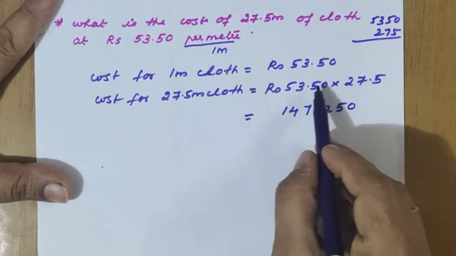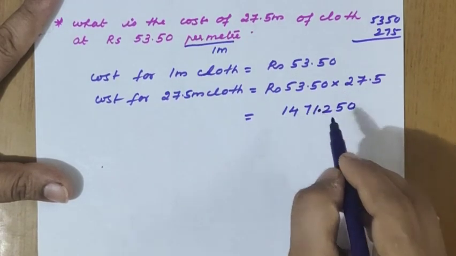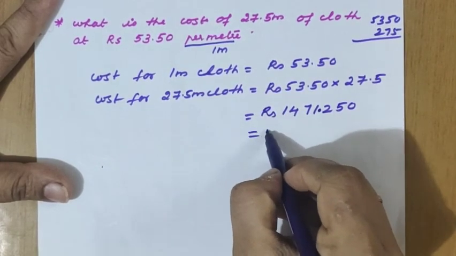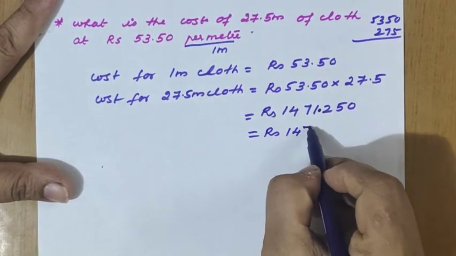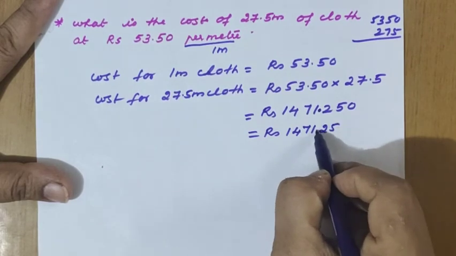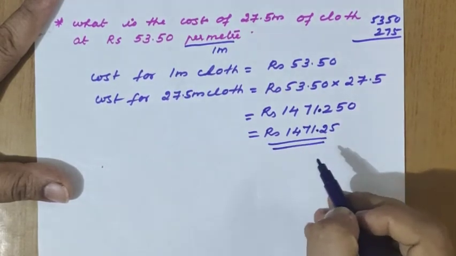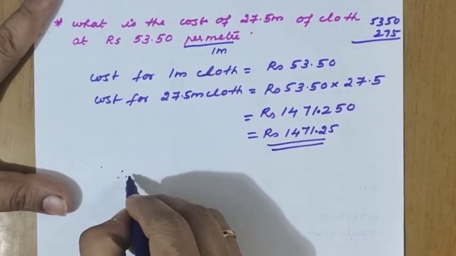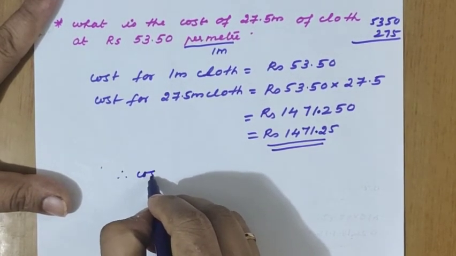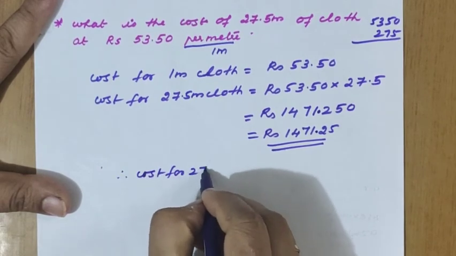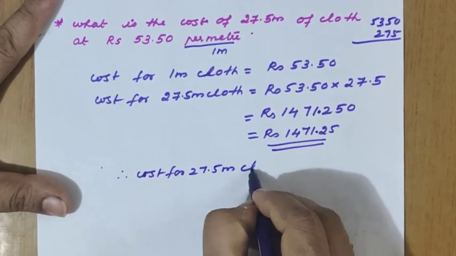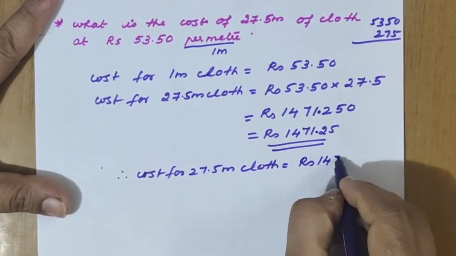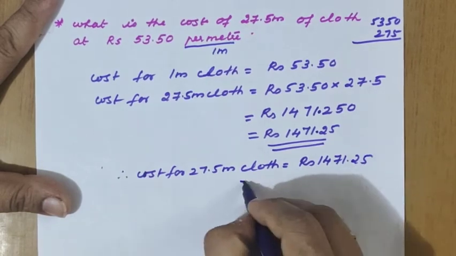Now check the decimal. How many decimal places are there? 3. So we put the decimal 3 places from the right side, and here I can write rupees. So the final answer is 1471.25 rupees, the total amount for the cloth. So I'll write here: the cost for 27.5 meter of cloth is equal to rupees 1471.25.